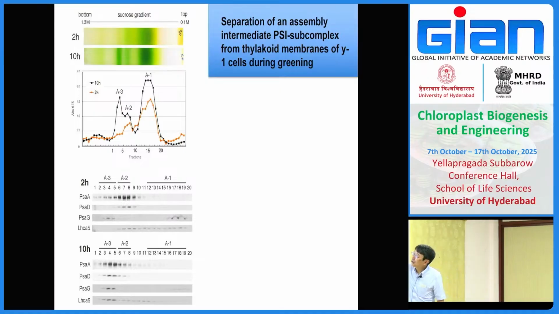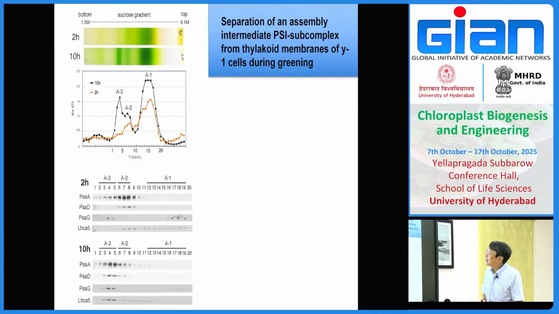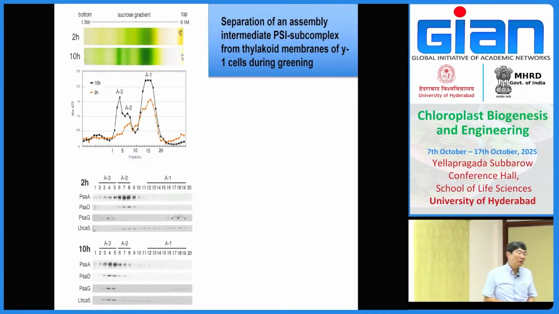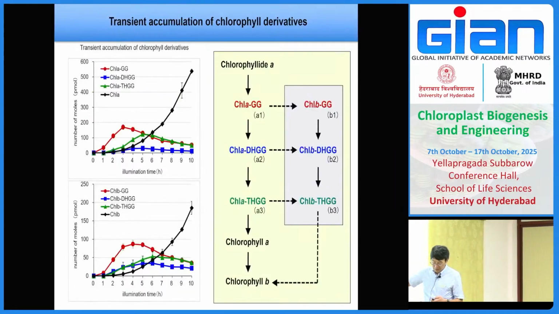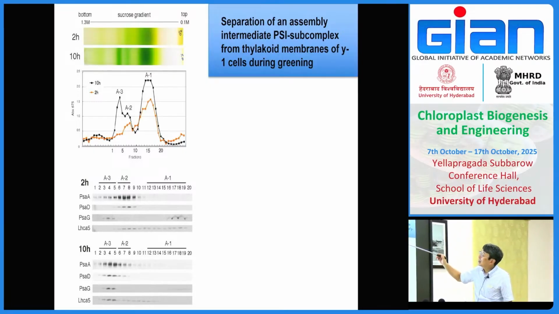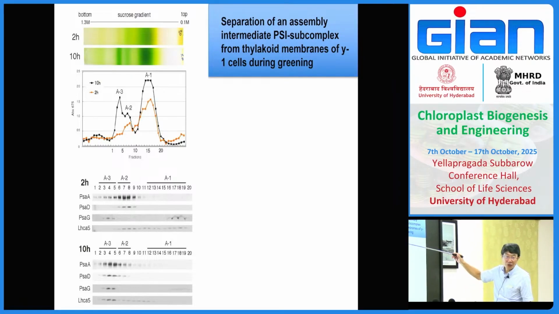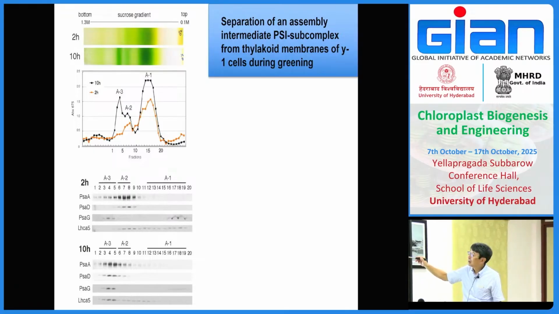We fractionated this gradient from the bottom, and then took the absorption of each fraction. This is 675 nanometers, the chlorophyll absorption peak. From the 10 hours, it's a typical Y-type pattern: A1, A2, A3. This is LHC2, PS2, or PS1 core, and this is the PS1-LHC1 supercomplex.